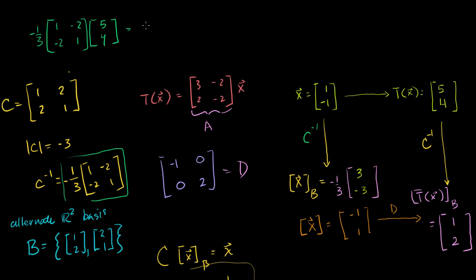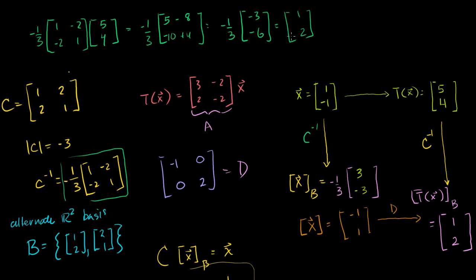Just like that. So this is going to be equal to, I'll just write the minus 1/3 out front. And we have 1 times 5, which is 5, plus minus 2 times 4. So 5 minus 8. And then we have minus 2 times 5, which is minus 10, plus 1 times 4, plus 4. So this is equal to minus 1/3 times minus 3. And this is minus 6. And if you multiply by minus 1/3, all the negatives cancel out, and you get 1 and 2, which is exactly what we needed to get.